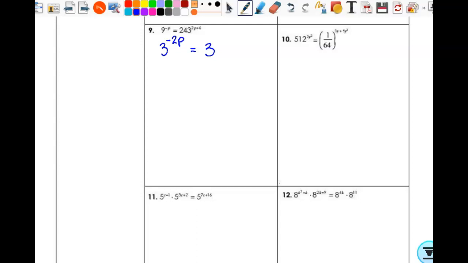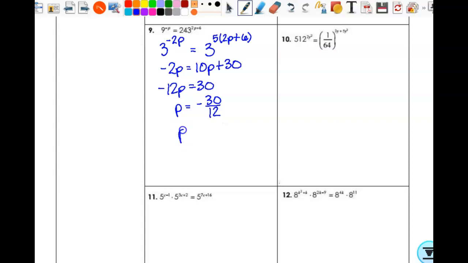It's 3 to the 5th times 2p plus 6. All right, so I have my common bases. I use the one-to-one property. Negative 2p equals 10p plus 30. The rest is algebra. So I'm going to get, wait, what did I do? Oh, yeah, I'm sorry. Negative 12p equals 30. So p is equal to negative 30 over 12, which reduces to what? Negative 5 over 2.